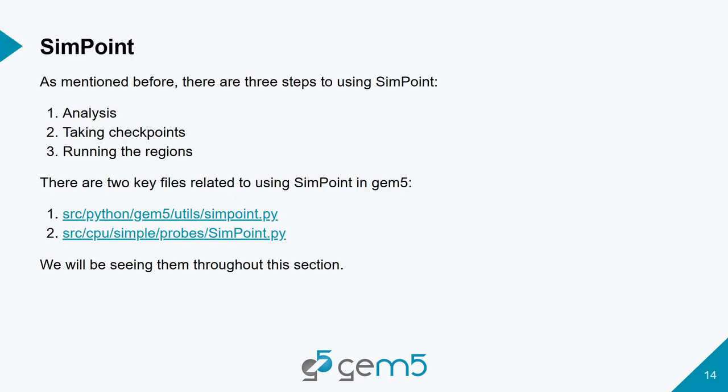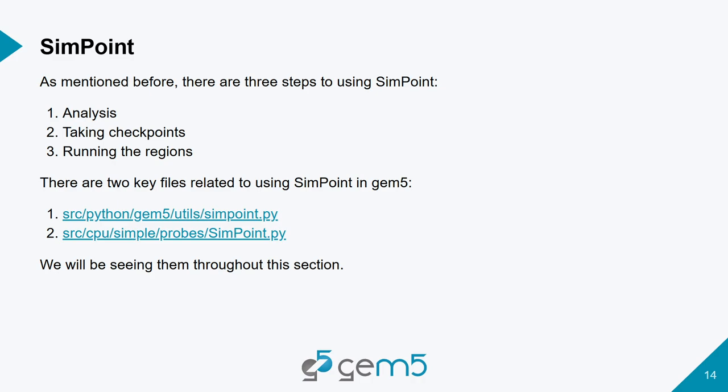So let's start with an example on doing SimPoint in gem5. As mentioned before, there are three steps in using SimPoint. The first one is we need to analyze the program. The second one is we need to take checkpoints for the region that we picked to be detail simulated. And the third one is we need to run those representative regions.